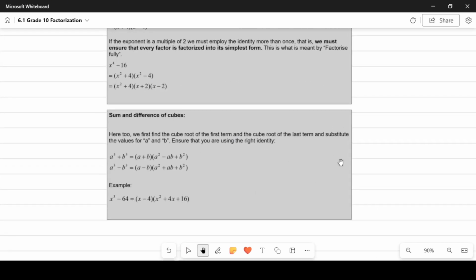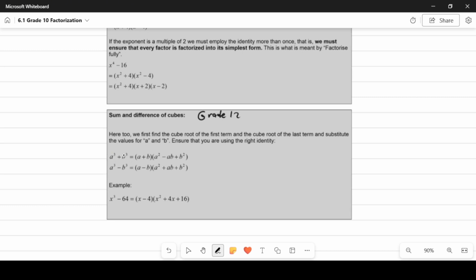The last one here that I want to discuss is the sum and difference of cubes. This will be very important when you get to grade 12, when we start working with the cubic function. So make sure you understand this here. Again, I said here too, we find the cube root of the first term and the cube root of the last term and substitute it into the relevant positions.